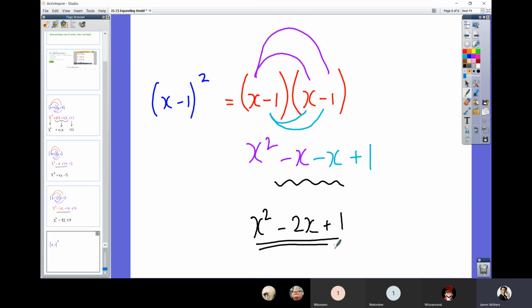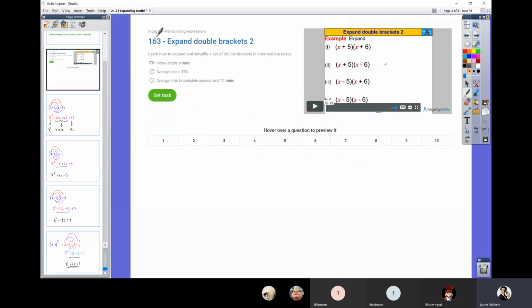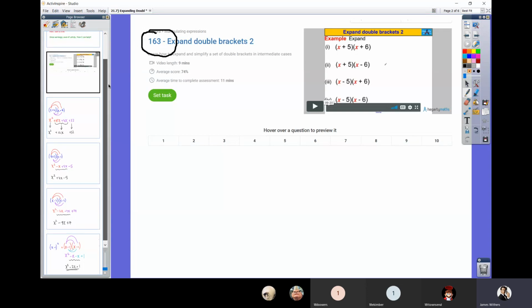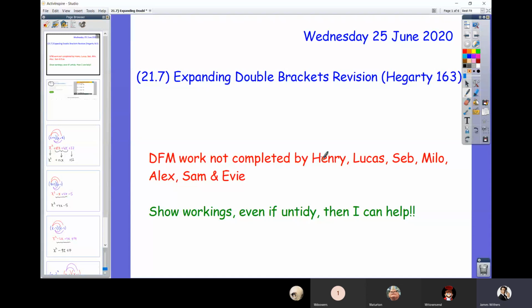And that's it, folks. Okay, so please go and get a good mark on Hegarty 163. And then those of you in red on that list, I then want you to spend the rest of the hour getting into Dr. Frost's maths website and having a go at those five, I think it was, quite straightforward, really, algebraic questions. The idea wasn't that the maths was particularly difficult. I just wanted you to start getting used to using Dr. Frost.